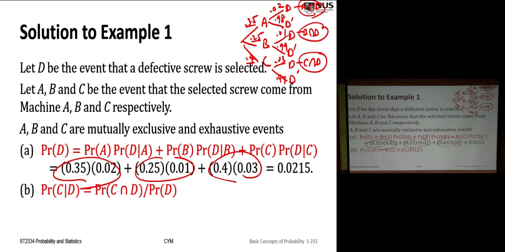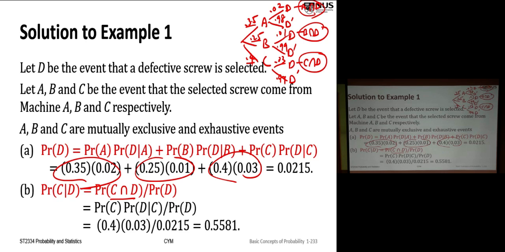Now, if we know that we have a defective screw, what's the chance that it's from machine C? So following the definition, the conditional probability of C given D is the probability of C intersect D divided by the probability of D, which is equal to 0.5581. So what does that mean? Now you can think of it: if I just randomly select a screw, what is the chance that it is produced by machine C?